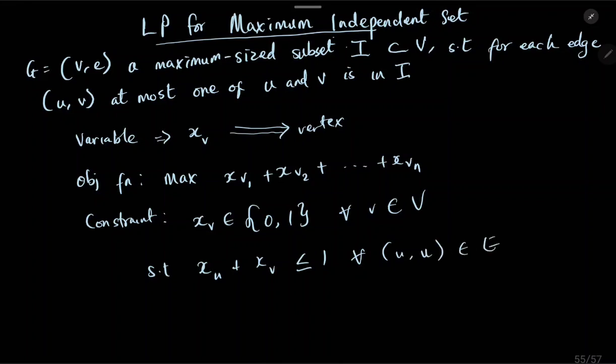And if you notice, this problem is also a 0-1 LP problem. It's also a 0-1 LP problem. And this means that it's going to be a hard problem and we need to relax it. We need to go through LP relaxation.